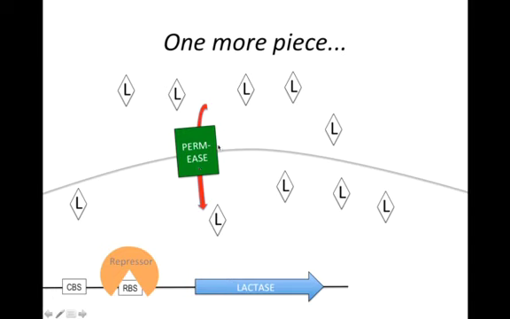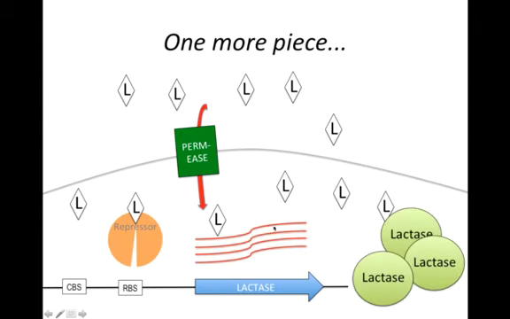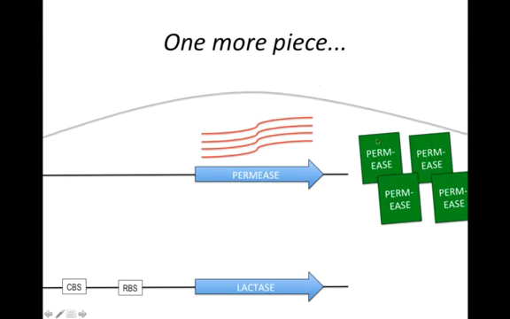And so if we have permease, what that means is now the lactose can get into the cell, and now we have the familiar situation where the lactose binds to the repressor, changes its conformation, causes the repressor not to bind, and lactase to be produced. Okay, so permease is itself a protein, so that means it's encoded by another gene.